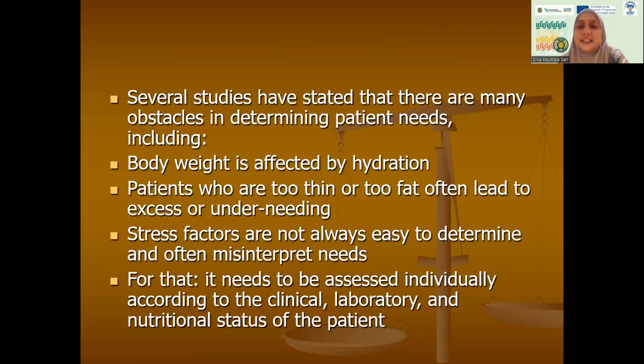Several studies have stated that there are many obstacles in determining patient needs, including that body weight is affected by hydration. Patients who are too thin or too fat often lead to overfeeding or underfeeding, and stress factors are not always easy to determine and often misinterpret the needs. For that, it needs to be assessed individually according to the clinical, laboratory, and nutritional status of the patient.